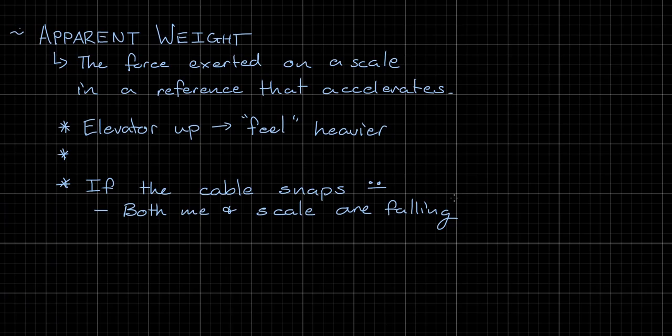So if an elevator moves up, you feel heavier because the scale exerts force upward onto you, and in turn, you exert a larger downward force onto the scale. The opposite is true if the elevator is moving downward and starts accelerating down. The scale is moving away from you, so now you are pushing less on the scale, which means you're lighter according to the weight.